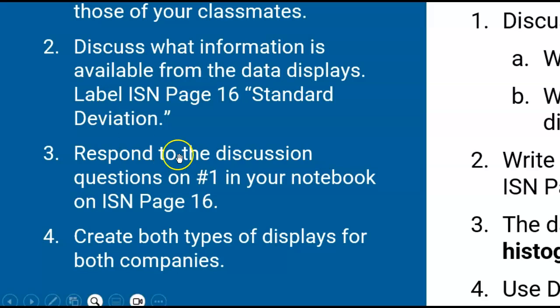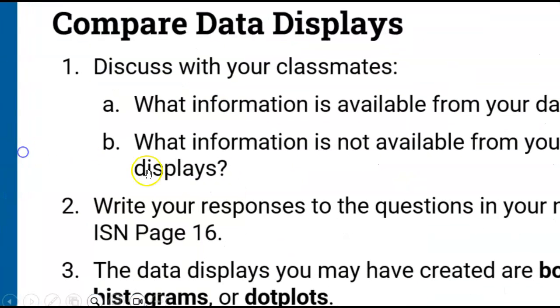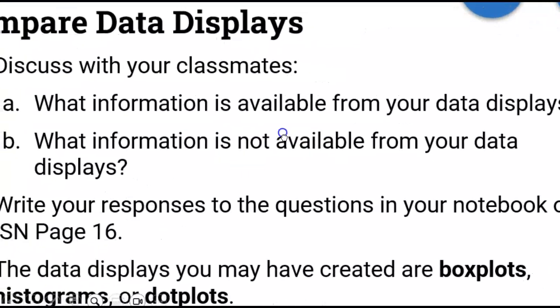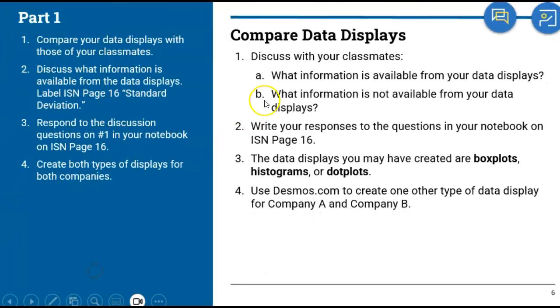All right, here are the questions you're answering. For question number 1, what information is available from your data display? So talk to your table. What's available to you? What could you tell me from the display? And then what is not available? So what's something that you can't tell from the data display?